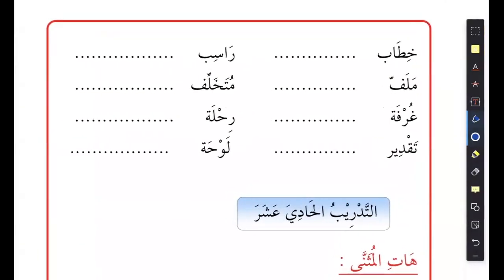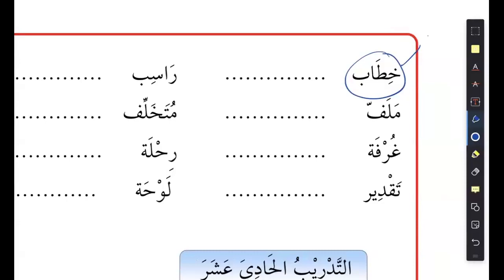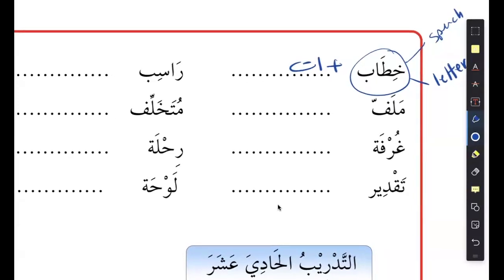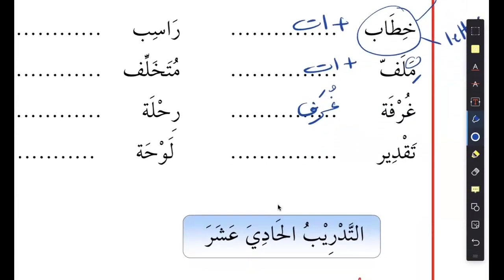You have more here. It says khitab. Khitab has a few different meanings, but generally it means speech, and it can also be used as a letter. For the plural you just add alif and ta, so khitabat. Then we have malaf. This word can come as malaf with the fatha, and I've also seen it with a kasra, milaf. I think I've seen both. You make it plural using alif and ta, milafat or malafat. Ghurfa is ghuraf. And then taqdeer, the plural of taqdeer is taqdeerat. You just simply add alif and ta.